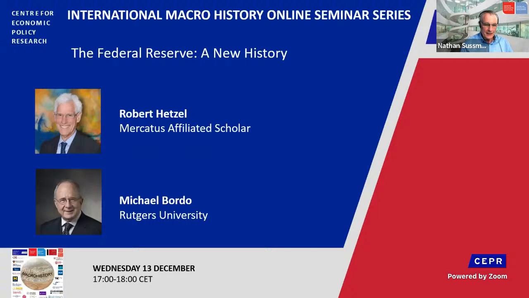We're going to have a discussion on the book by Bob Hetzel on the Federal Reserve and New History, discussed by Professor Michael Bordo from Rutgers University. Bob was formerly at the Federal Reserve Bank of Chicago, and both of them were members of the Money Macro series in Chicago, the seminar run by Milton Friedman. So they go back quite a lot in the history of the Fed.